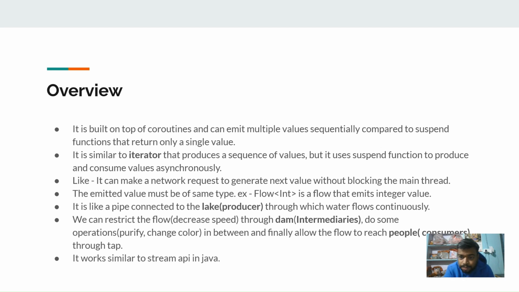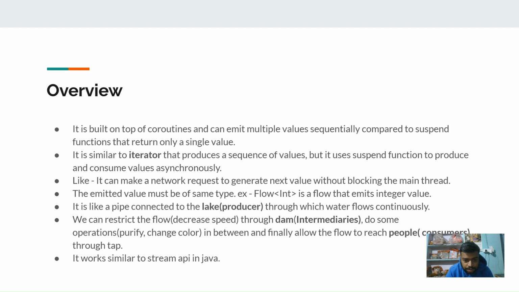Flows are built on top of coroutines and emit multiple values sequentially compared to a suspend function that returns a single value. Similar to an iterator, it produces a sequence of values, but it uses a suspend function to do it asynchronously. It generates the next value through a network request without blocking the main thread. It is similar to the Stream API in Java. It emits values of the same type. Like, suppose if a flow is of integer type, it will emit values only of integers.